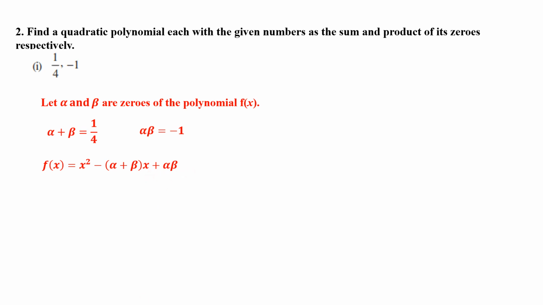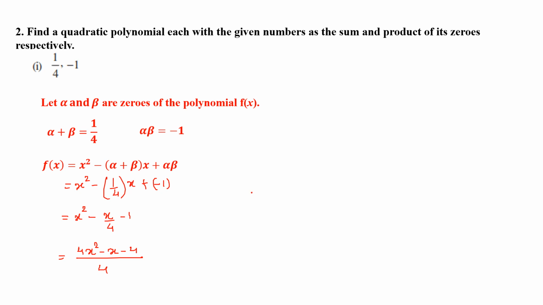Now let's put all the values over here. So it will be x square minus 1 by 4x plus minus 1. Further, I can write it as x square minus x by 4 minus 1. Now let's take 4 as the LCM. So what it will become? 4x square minus x minus 4.